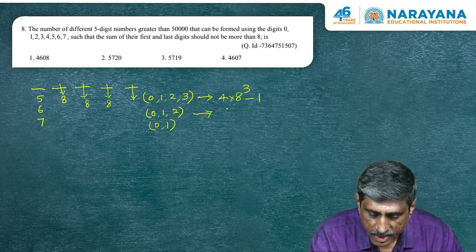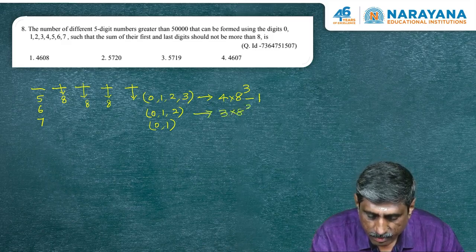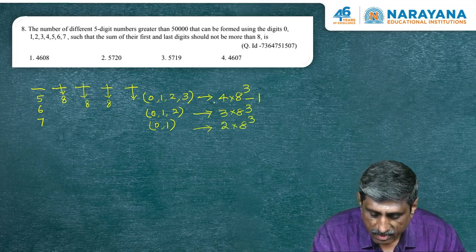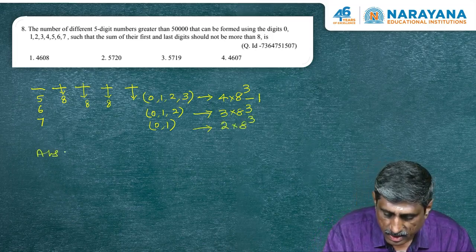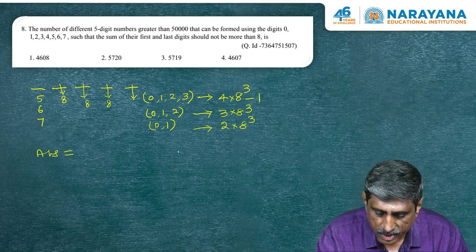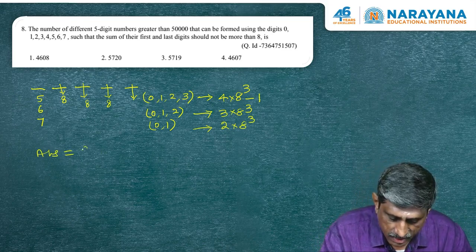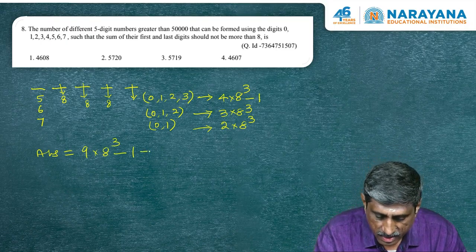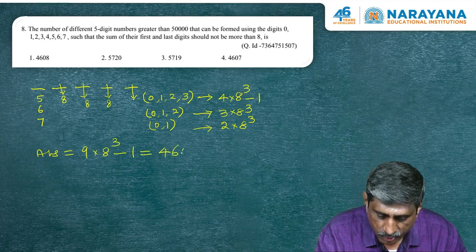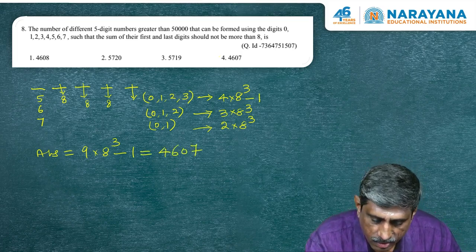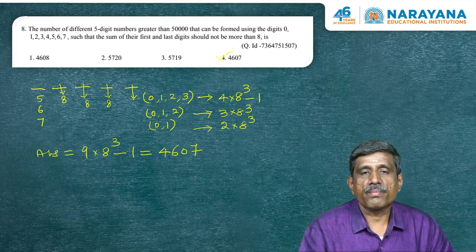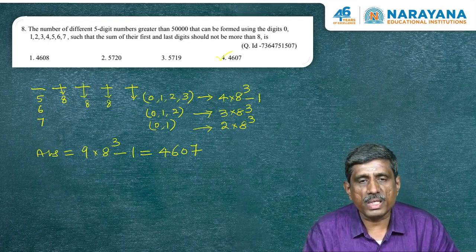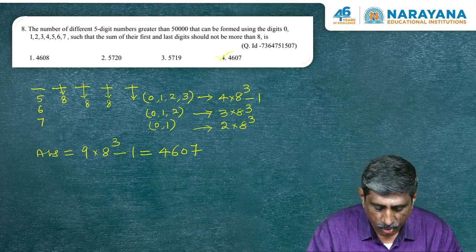And when we come to the second case, it is 3 into 8 cube. And the third possibility, it is 2 into 8 cube. And when we simplify, the required answer is 4 plus 3, 7, 7 plus 2, 9. So, the answer is 9 into 8 cube minus 1, because you should not consider the number 50,000, and on simplification we get the answer as 4607. A regular question under permutations and combinations. So, carefully, it is a direct counting, we are not using any new idea for solving the problem, a routine process.